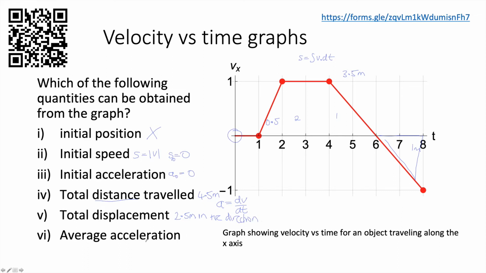And then we're asked, can we calculate the average acceleration? We can calculate the average acceleration because the average acceleration is equal to the final speed minus the initial speed over the time. So the final speed, we can just read that off this graph here. The final velocity is minus 1. The initial velocity is 0. And then we divide by the total time. We're going from 0 seconds to 8 seconds, so 8. So this is equal to minus 1 over 8 meters per second per second.